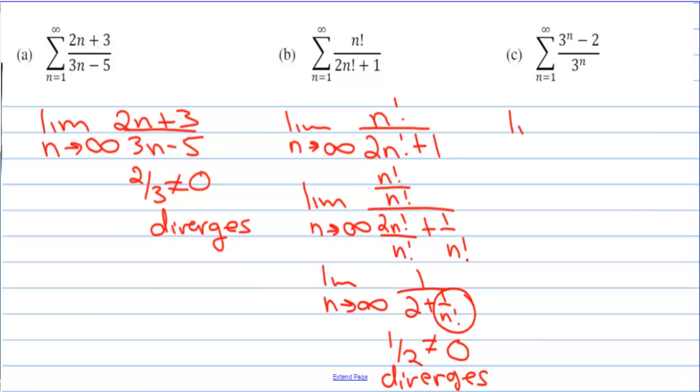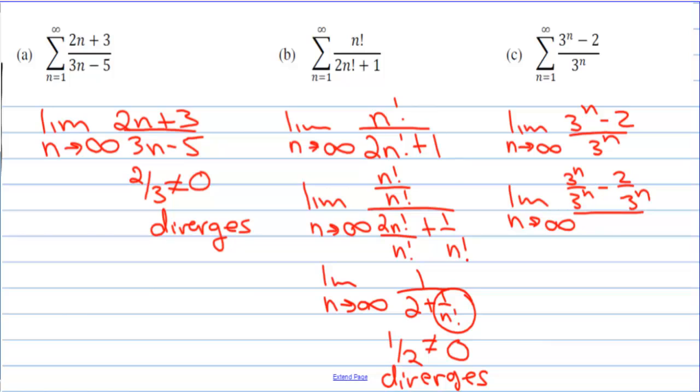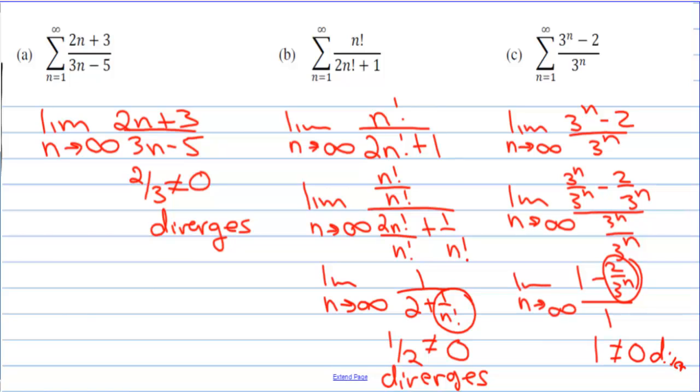And on the last one, it's very similar to the one we just did. We have 3 to the n minus 2 over 3 to the n. We have the limit as n approaches infinity of 3 to the n over 3 to the n minus 2 over 3 to the n over 3 to the n. We have the limit as n approaches infinity of 1 minus 2 over 3 to the n over 1. Now this becomes 0 as n approaches infinity, so that's 1. That doesn't equal 0. This one diverges.